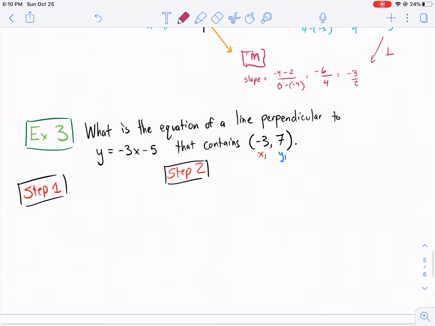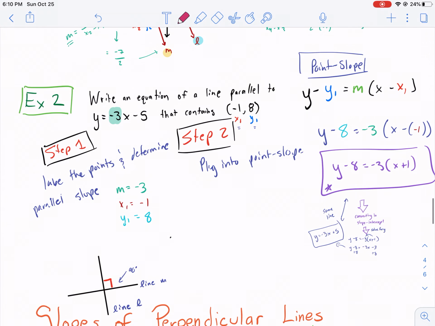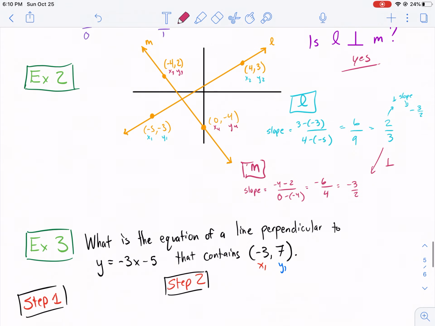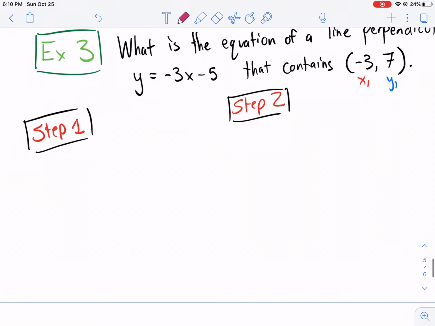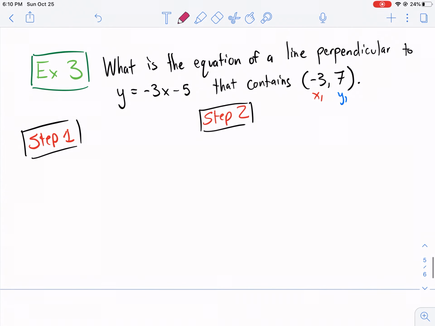As example 3, here's our last one. What is the equation of a line perpendicular to y equals negative 3x minus 5 that contains negative 3, 7? So very similar problem to what we had earlier with the parallel slope. If y'all were here for that, part 1, go ahead and watch it. So we have y equals negative 3x minus 5.